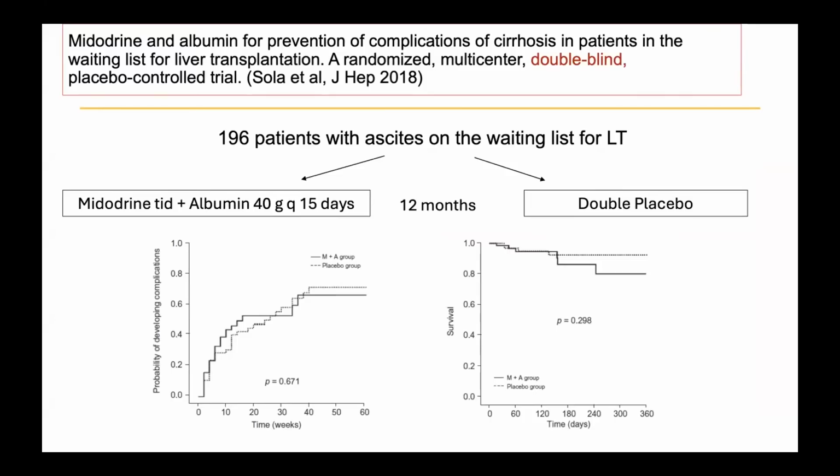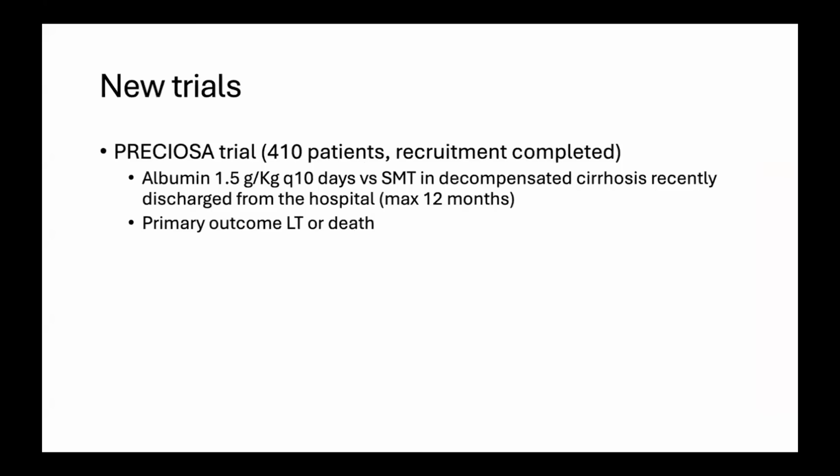We know that midodrine by itself, its potency as a vasoconstrictor is minimal in cirrhosis. But I wanted to call your attention, because new things are coming. The Preciosa trial for 410 patients. The recruitment is complete, so we hope that we see the results soon.